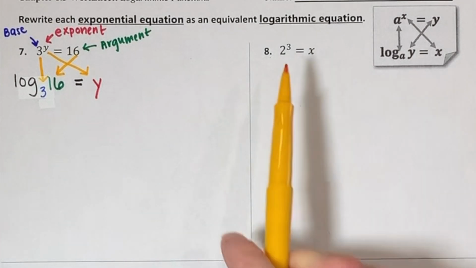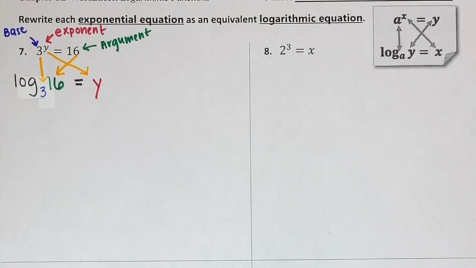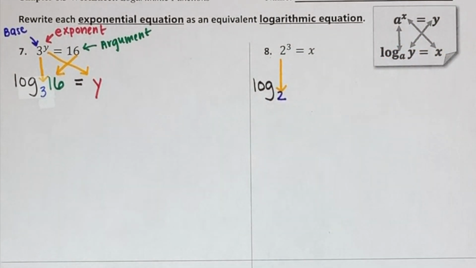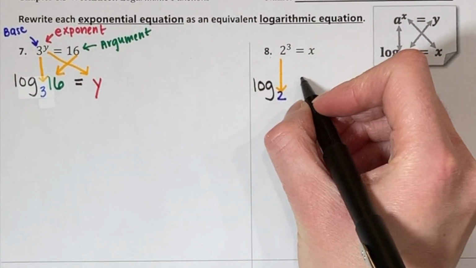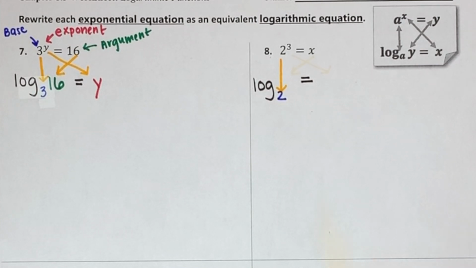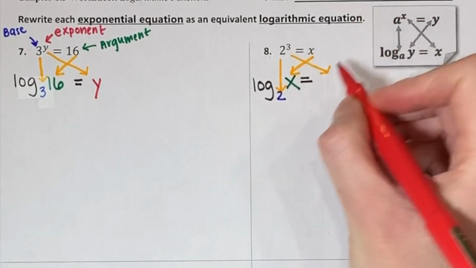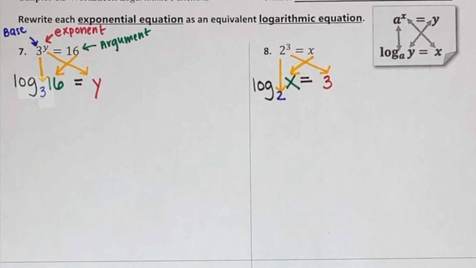Let's try using that trick for problem number 8. So if we want to write this in logarithmic form, let's start by writing log. Then we bring down the base, which is 2, and when we're writing it in logarithmic form, the base is a subscript. Then we can write the equal sign, and then we'll switch the next two values. So we can put the argument or the x here, and this exponent goes over here. Let's try number 9.